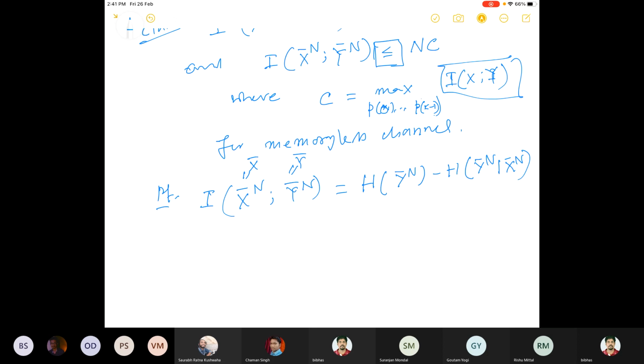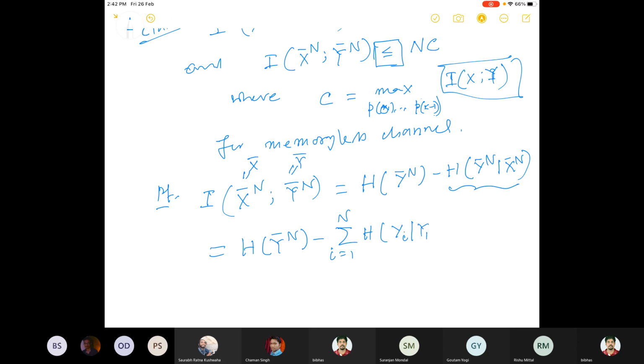Now this equals what? I can write it as h of y bar to the power n minus, given these two random variables, how can I write this? If we have two random variables x bar and y bar, how do we write it? Let me write it down, we are losing time. So let's say i equals 1 to n. Y bar n here is y1, y2, yn, and x bar n is x1, x2, xn. So this can be written as h of yi given y1, y2, up to yi minus 1 and x bar to the power n. We discussed this definition again last day. This is the definition of conditional entropy.